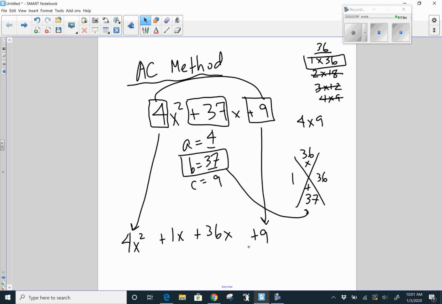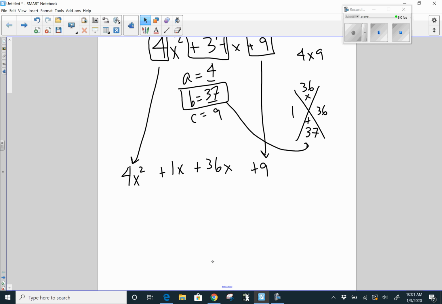So now, what's weird is we have 4 terms, right? We have 1, 2, 3, 4. So again, this B breaks down into 1 plus 36, okay? So now what we want to do is, let me just go ahead and switch colors so you can see this a little bit better. We're going to split this down the middle.